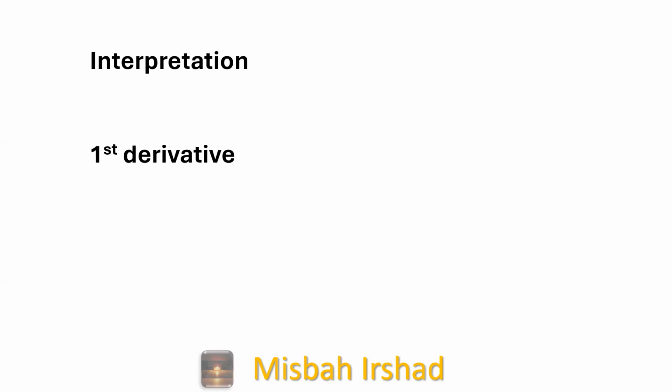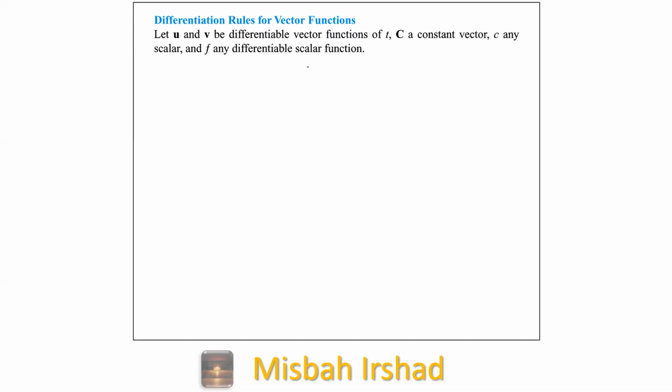So as we discussed in previous slides, the first derivative represents velocity and the second derivative represents acceleration of the particle. So there are a few rules which we need to follow while differentiation, and these are similar to the rules of differentiation for real valued functions, like the constant function rule, that is, the derivative of a constant vector is 0.